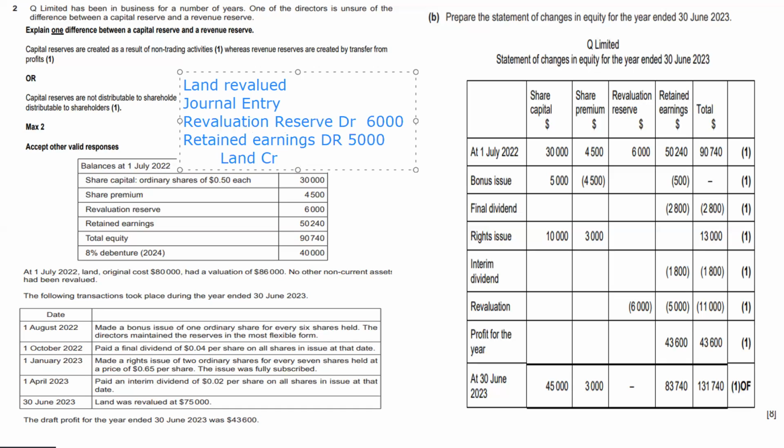The land. Land value is going down. What is wrong with you? It's land only. Yeah, but what is wrong with you? Why are you taking so much time?